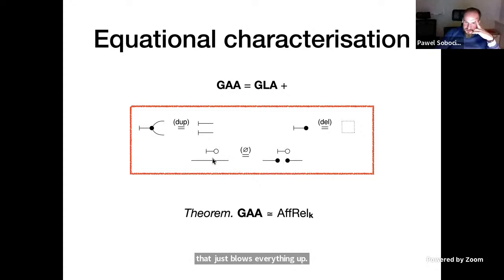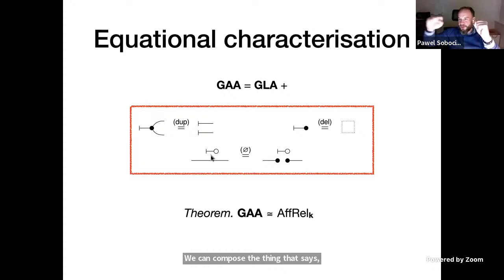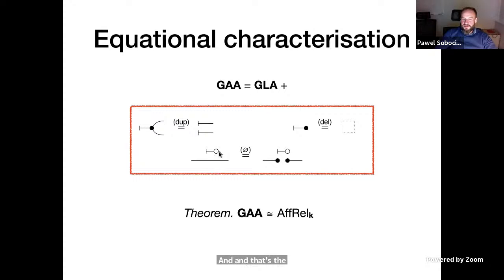So what does it tell us? It tells us that if we assert that 1 is equal to 0, which is the prototypical example of how we can obtain the empty relation, we can compose the thing that says star 0 with the thing that says 1 star. And that's the empty relation. So 1 is not equal to 0. This is like some kind of false, if you like.